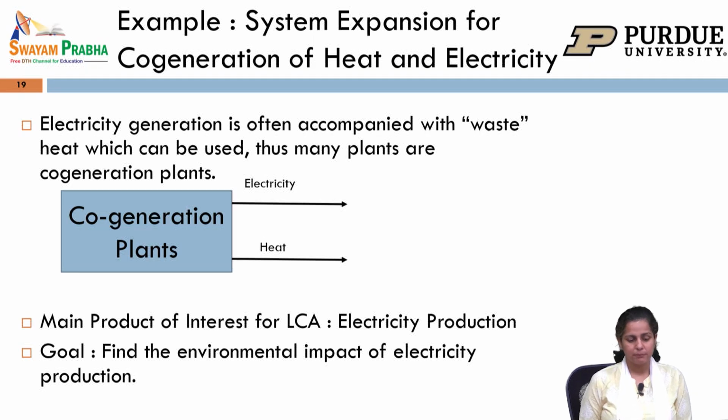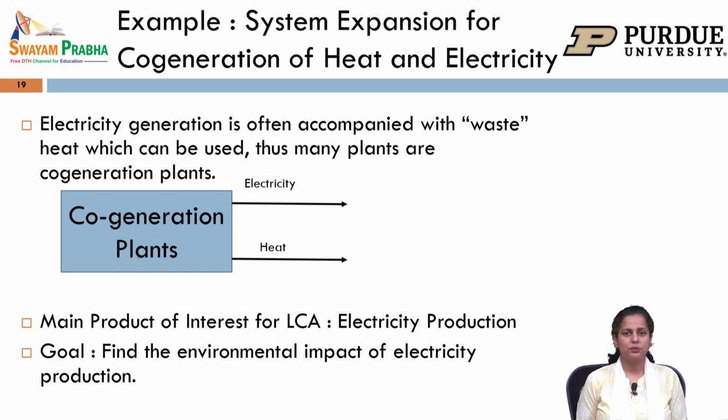Let us look at an example of system expansion for cogeneration of heat and electricity. I have referenced this process while we were looking at the system definitions, or the production and the joint production definition. This is what happens in electricity generation. Most of the time, electricity generation is accompanied with waste heat which can be used, thus many plants are called cogeneration plants. A lot of these electricity plants will also have waste heat that can be recirculated.